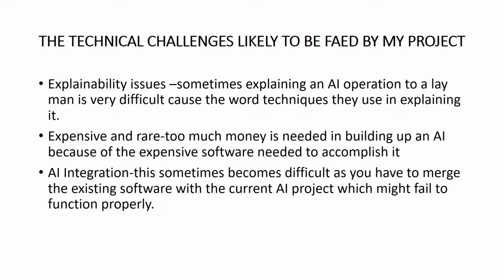There is AI integration. In most cases, the companies you want to sell this AI to have previous systems that are already running. Now, merging these two systems into one is sometimes very difficult, because the AI you have built may be a high performance AI, yet the existing system is a low performance AI, and they want to use them in parallel or coexisting, until they are sure of the performance of the one that you have brought.